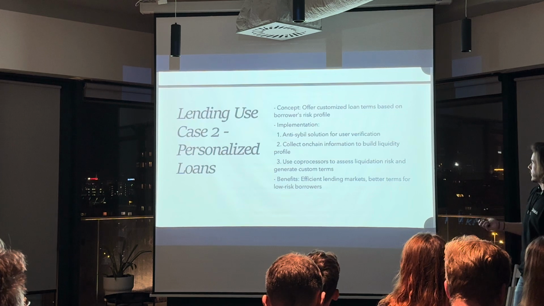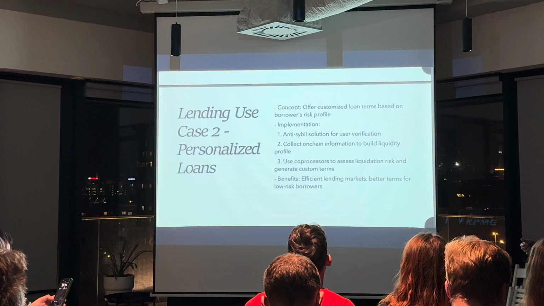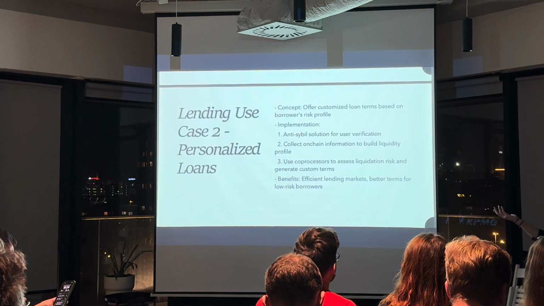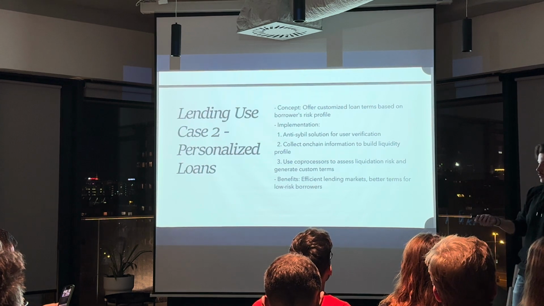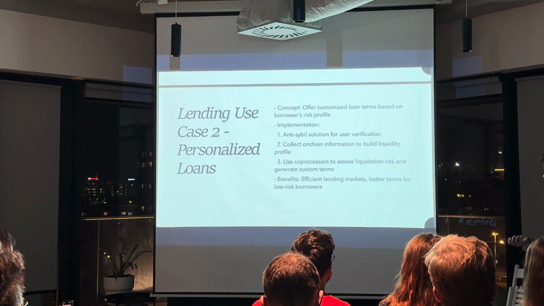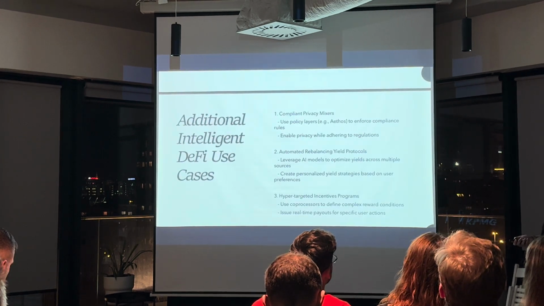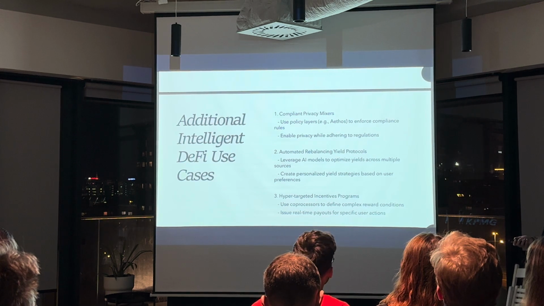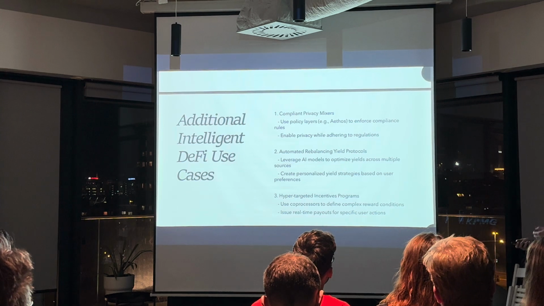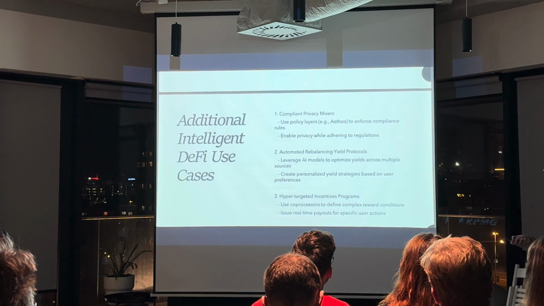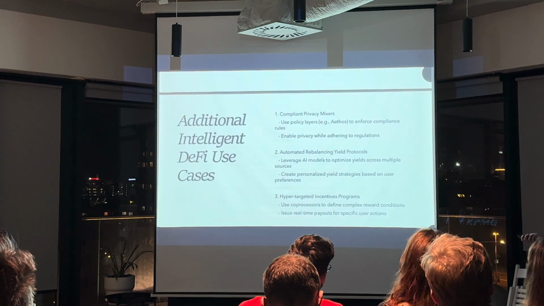Personalized loans: offer customized loans based on the borrower's risk profile, something like a personalized credit score, which needs off-chain data or compute, so self-explanatory. Here we can also come to undercollateralized lending based on reputation or something like that. Some additional use cases: compliant privacy mixers, something like Tornado Cash but while being able to comply with regulations, automated rebalancing yield protocols, hyper-targeted incentive programs, and so on.